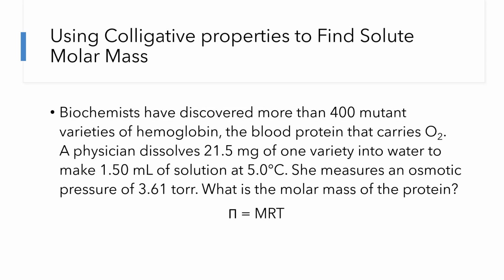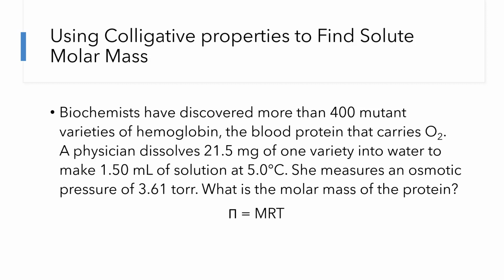One of the ways we could use it is to be able to find molar mass of a wide variety of different substances. For instance, biochemists have discovered more than 400 mutant varieties of hemoglobin, the blood protein that carries O2. A physician dissolves 21.5 milligrams of one variety into water to make 1.50 milliliters of that solution at 5 degrees C. She will then measure an osmotic pressure of 3.61 torr. What is the molar mass of the protein?